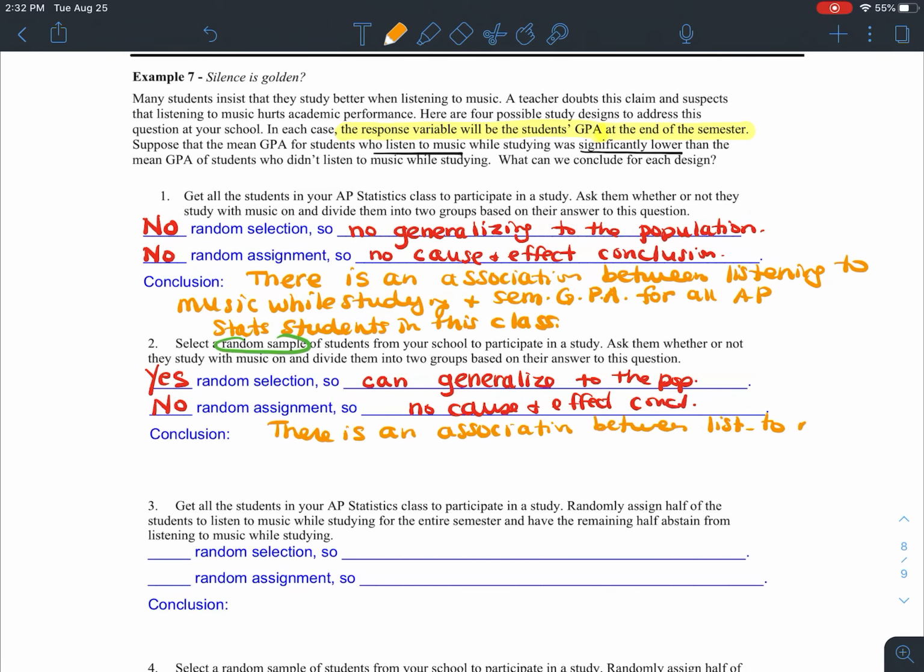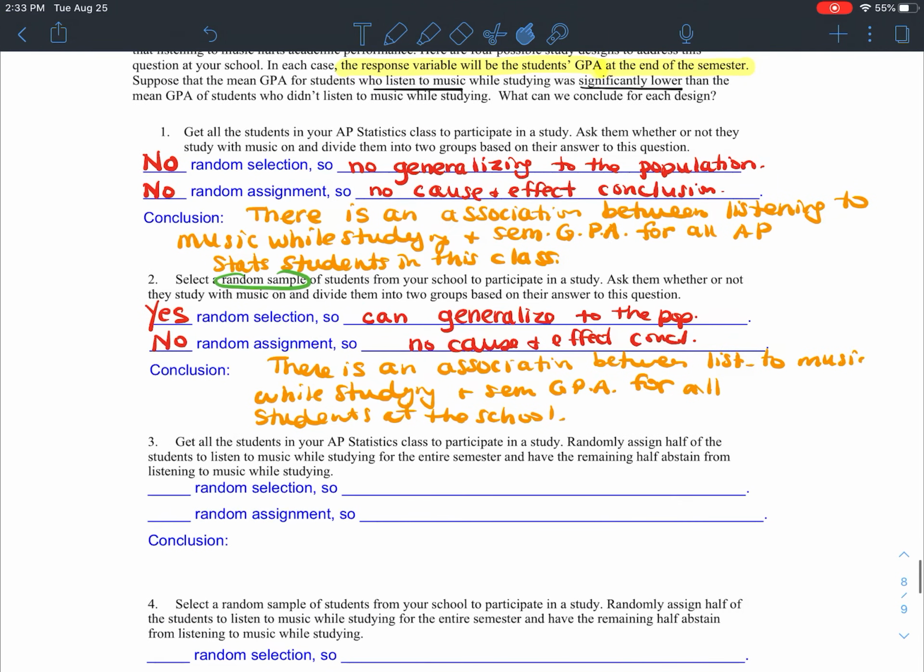There is an association between listening to music while studying and semester GPA. But instead of saying for all AP Stats students in this class, I can say for all students at the school.